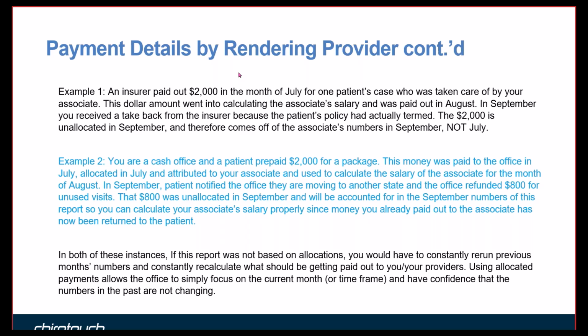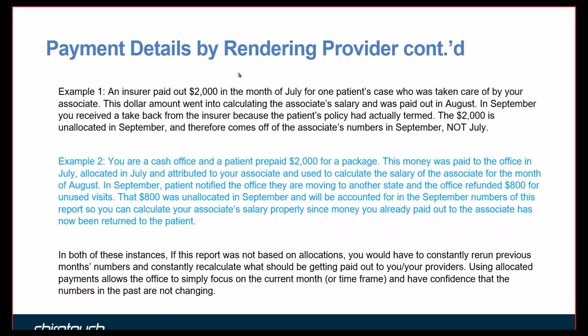So if you were going to pay your associate's salary in the month of September, and you only run your August numbers to see what they brought in, you wouldn't be accounting for that $2,000 that your office had to return to that insurance company. In that case, you would either overpay your associate and you'd be shorting yourself, or you would have to constantly be running all of your monthly reports for every single month with all the money you're bringing in to be constantly recalculating how much you're supposed to be paying your associates, or yourself for that matter.